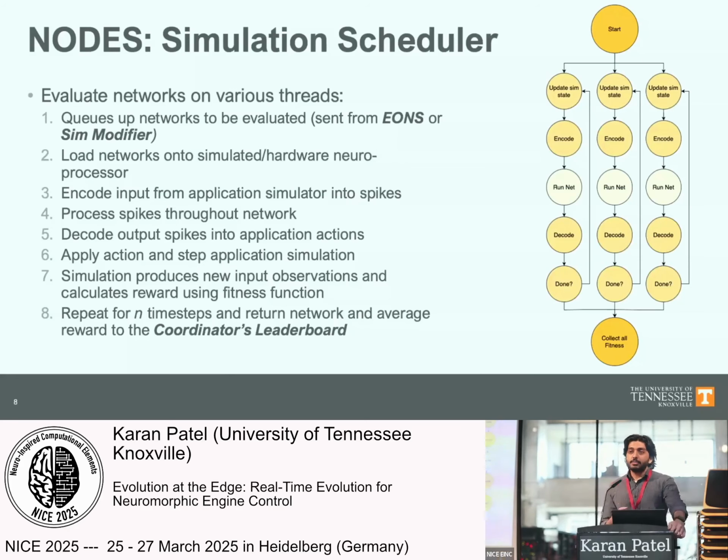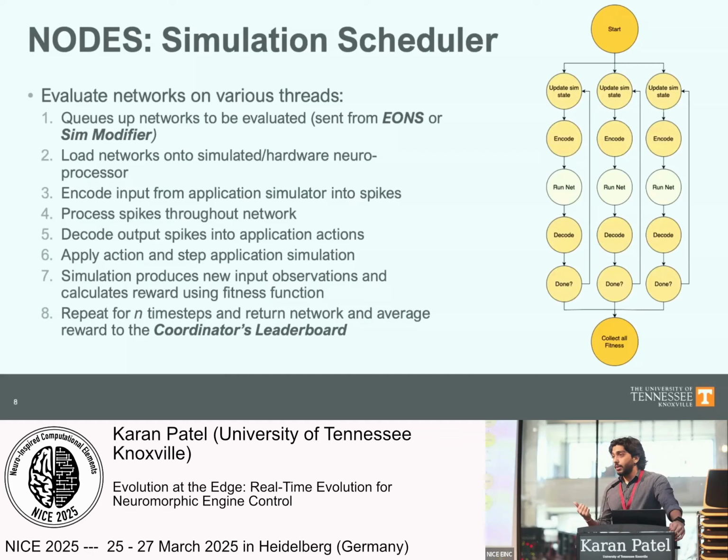The input observations from the simulator are then encoded into spikes, which then propagate throughout the network. The output spikes are then decoded into usable actions, which can then be applied back to the simulator. The new input observations are fed back into the network while the reward is calculated using the fitness function. So this process is repeated for some number of time steps, where the average reward is acting as the fitness score for its respective network.